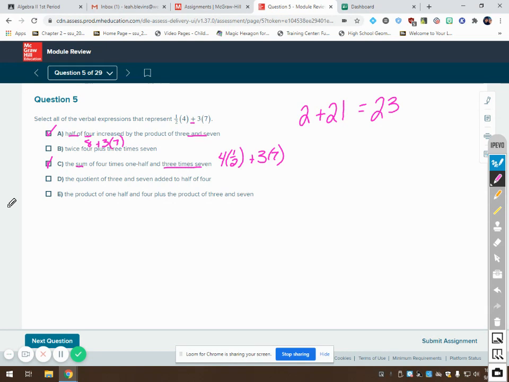Then the quotient, that's division. The quotient of 3 and 7, this is the product of 3 and 7. So we know that's not correct. The product of 1/2 and 4, okay, that's good, plus the product, that means multiply, of 3 and 7. So I know this one is correct. We have 3 possible answer choices here.